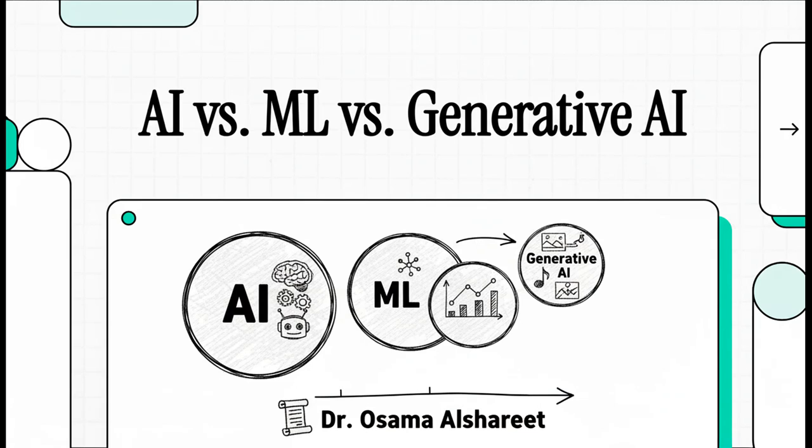Hey everyone, and welcome. If you've ever felt like the terms artificial intelligence, machine learning, and generative AI are just a big, confusing soup of buzzwords, well, you've come to the right place. Today, we're going to crack the code on what these powerful concepts really mean, using the super clear historical framework from Dr. Osama Alshareet. All right, let's get into it.